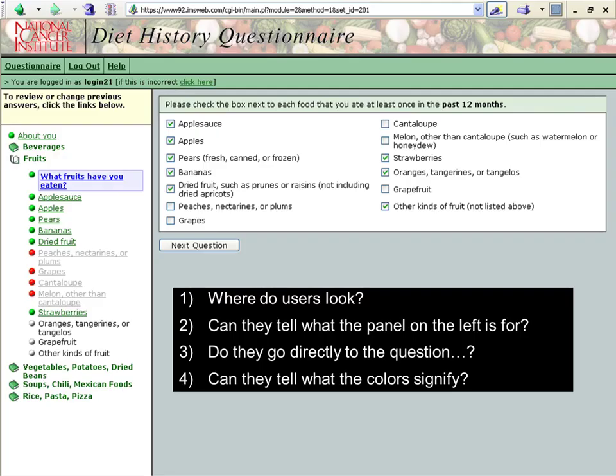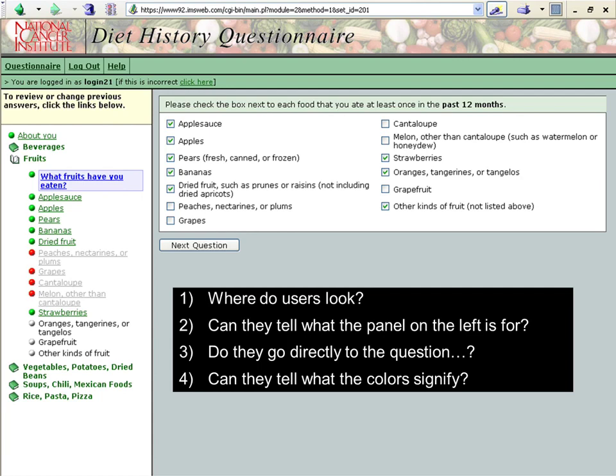This National Cancer Institute Diet History Questionnaire prototype is a good example that shows how web surveys have been developing. Rather than only consisting of a linear administration of individual survey questions, it incorporates multiple visual elements, panels, and levels of organization. The question to be answered is at the top, in the middle, where the instruction says, please check the box next to each food that you ate at least once in the past 12 months.